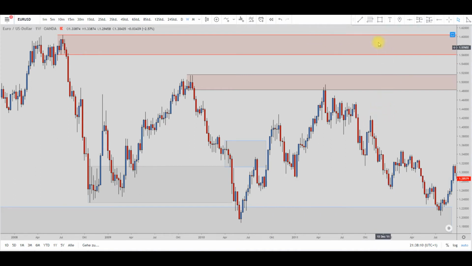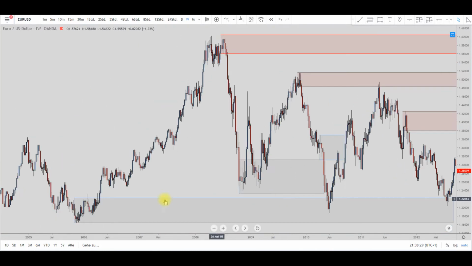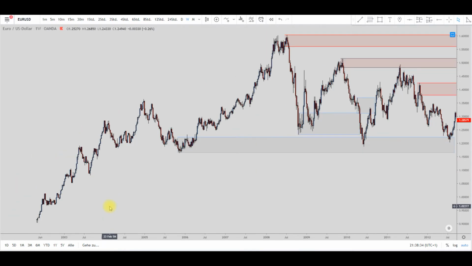So this is fresh supply on the weekly. Then obviously down here we have to check, this is an old level of demand.